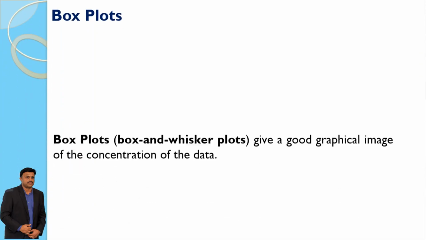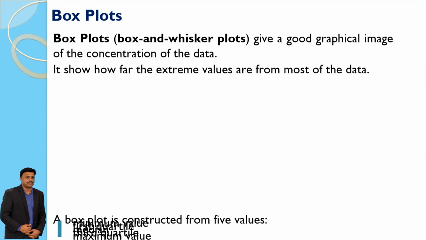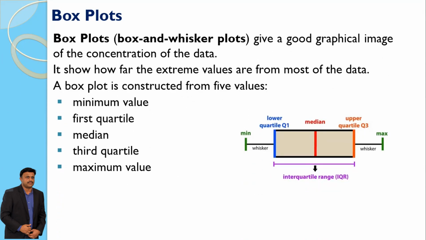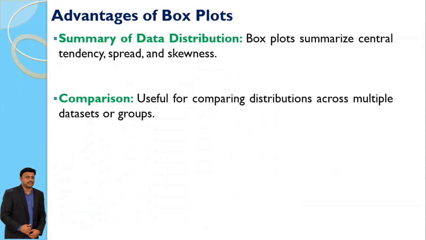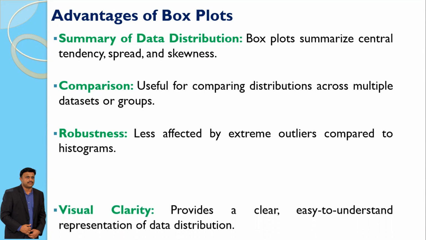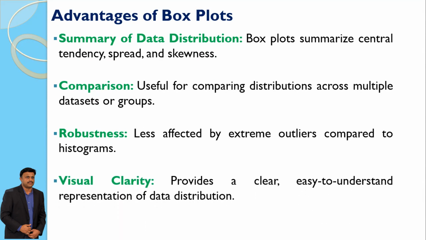Boxplots, or box and whisker plots, provide a graphical image of data concentration. They show how far extreme values are from most of the data and are constructed from 5 key values. Boxplots summarize central tendency, spread, and skewness. They are useful for comparing distributions, less affected by outliers, and provide a clear representation of data distribution.